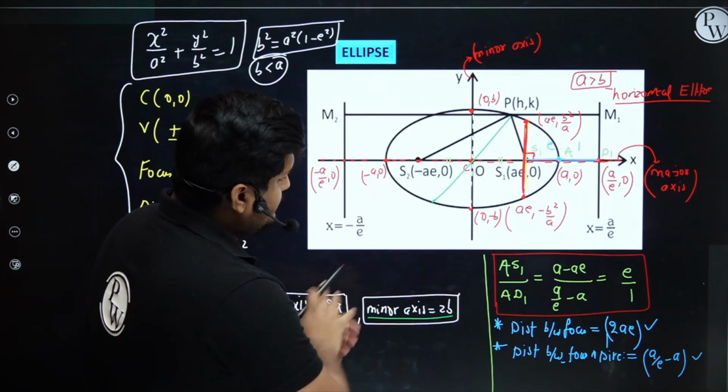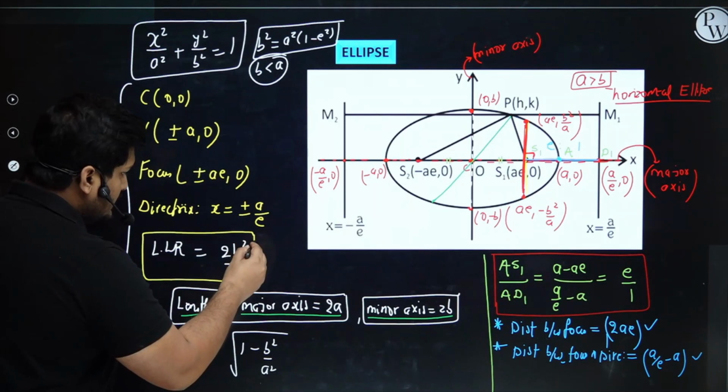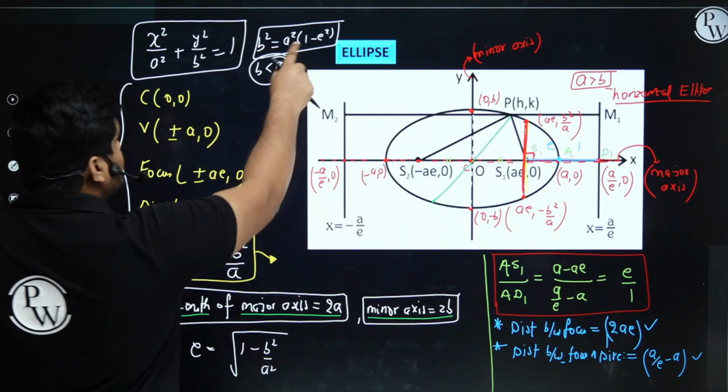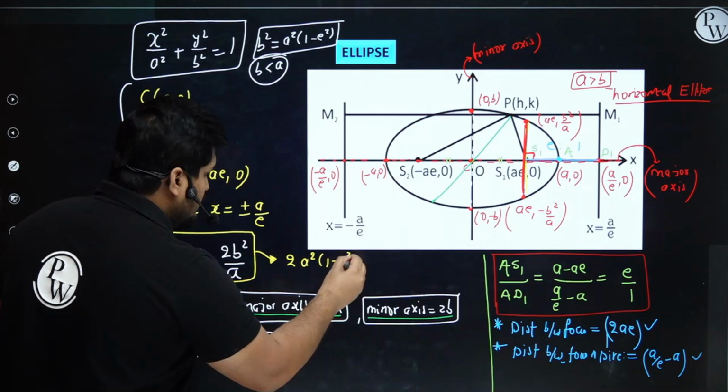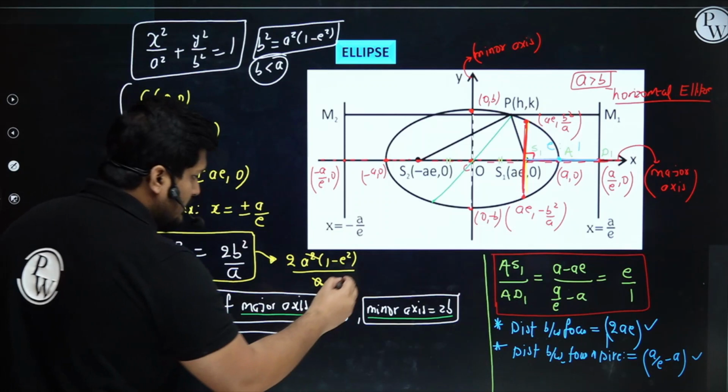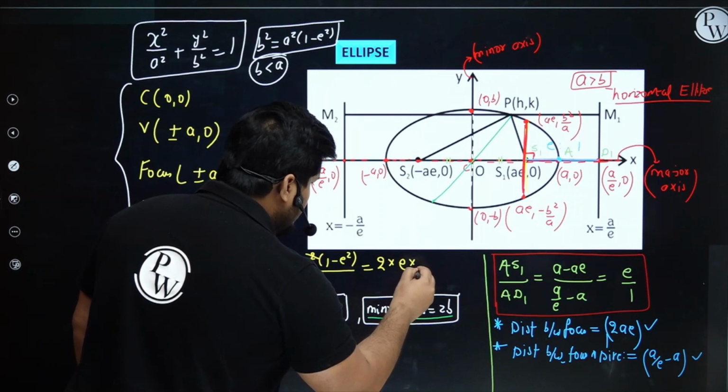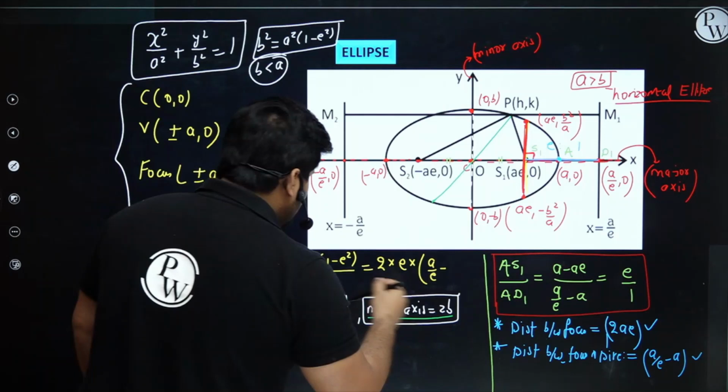So apart from all this information that I've written, can you see the length of latus rectum, which is 2b²/a? Now there is one more way to see it. You see b², what is b²? a²(1 minus e²). This is 2a²(1 minus e²) divided by a. So this a will cancel out. Now if I take e out, can I write it as 2 into e into (a/e minus ae)?